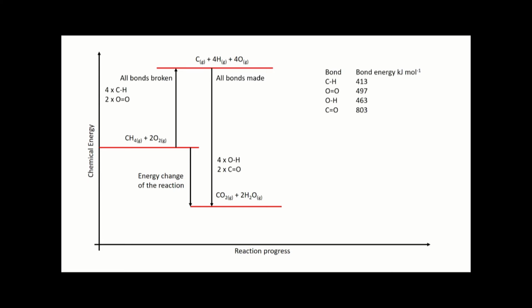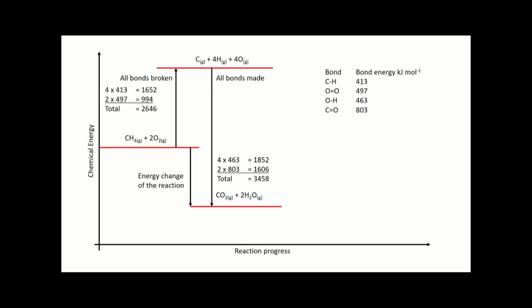Here's the table then. So for C-H bonds, we can see that we have 413 kilojoules per mole per C-H bond, and we have 4 of them, so we're going to multiply 413 by 4. And it's the same with everything else that we've got there. We've got 2 O=O double bonds, which is 2 times 497. And we've got 4 O-H bonds on the right-hand side in the bonds made arrow. I've got 4 times O-H, so that's 4 times 463, and then finally 2 C=O double bonds, so we've got 2 times 803.